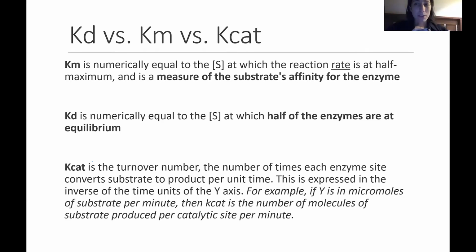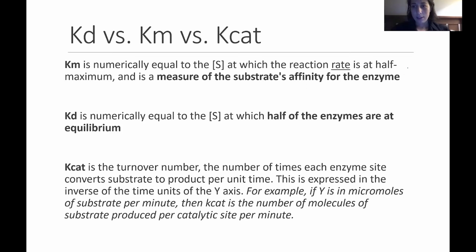I want to talk about how these are different and what they mean exactly. So Km, which you just saw, is related to enzyme kinetics. It is the concentration of substrate at which the reaction rate for an enzyme is at its half maximum. It gives you an idea of the affinity of an enzyme for its substrate.